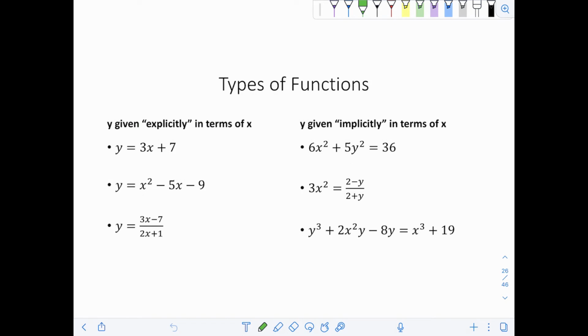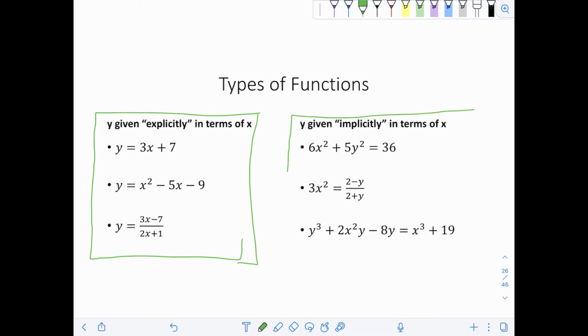So everything that we've seen so far, our equations have been y given explicitly in terms of x. So that's what I have on the left here. And basically that means that the variables are separated. So you've got the y variable by itself on the left, and the x variable, maybe with other stuff, on the right. And what we're going to look at in this section, though, is what if those variables are mixed together and we can't actually isolate the y. So we can use the same derivative rules, but there's going to be one extra step that we need to add to that.